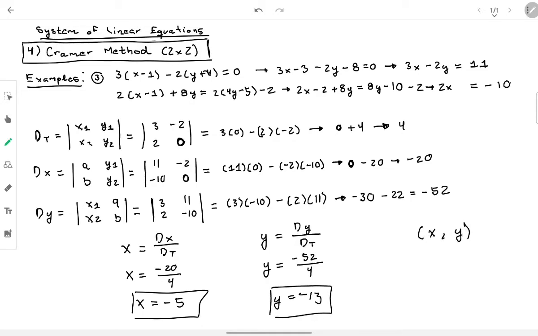We can put it also in coordinates, and it's going to be -5 comma -13, and that will be the answer for this system. So after seeing these three examples, you see that the Cramer method is very robotic. After doing it maybe 1 or 2 or 3 times, it's going to be very easy for you because it's going to be always the same for obtaining the answer. So let's see another example.